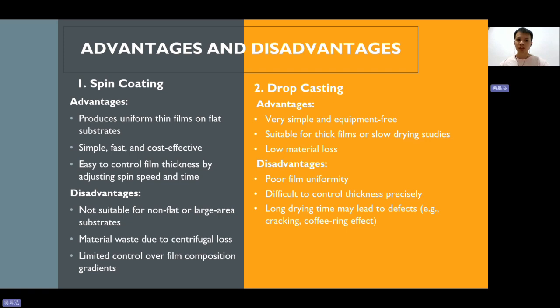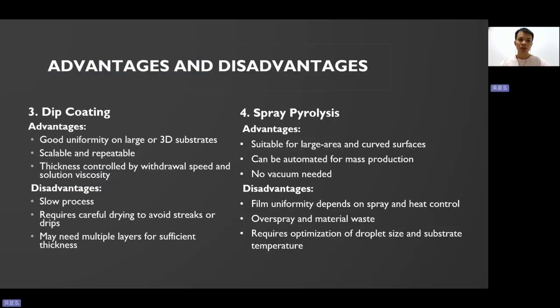2. Drop casting. Advantages. Very simple and minimal film. Suitable for thin film or slow drying species. Low material loss. Disadvantages. Poor film uniformity. Difficult to control thickness precisely. Long dry time may lead to defects like the coffee ring effect.